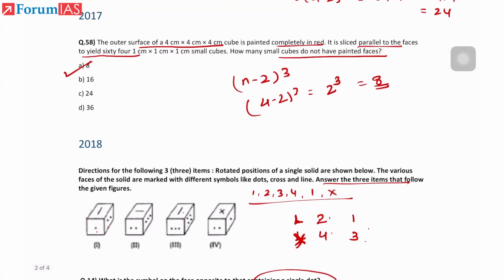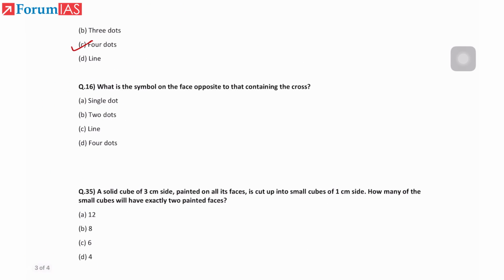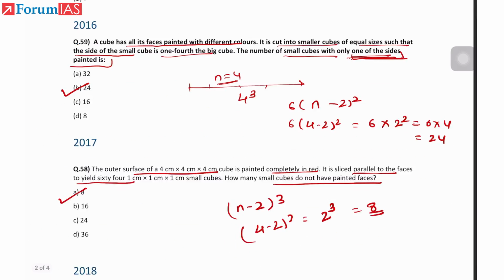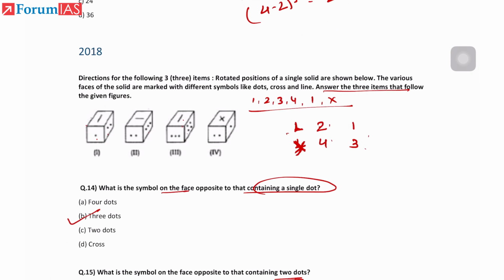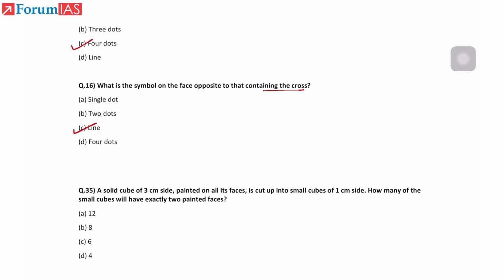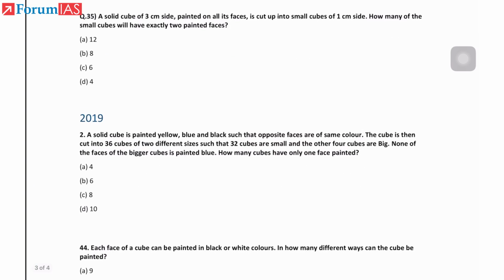Then they're asking the opposite of the cross, the third question. If you see here, opposite to the cross will be the line. So these 3 questions are answered.